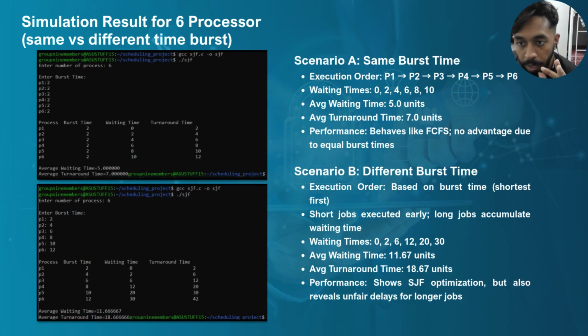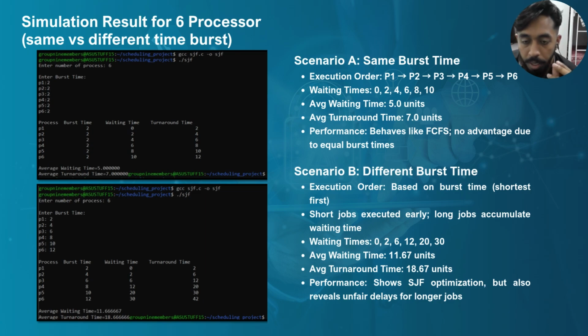So now next we're looking at the simulation result for six processes. For the exact two scenarios, scenario A has the same burst time, while scenario B has different burst times. So as usual, we put our execution order with the burst times that we assigned to it. For example, for scenario A, the burst time for each one is 2 units, while for scenario B it's a different burst time. So it goes from 2, 4, 6, 8, 10, 12.